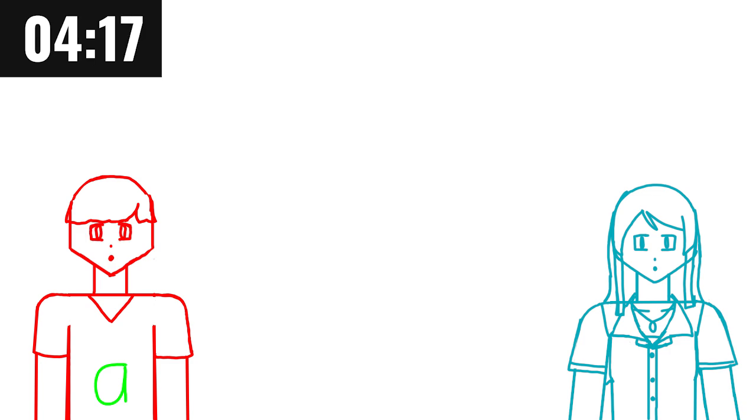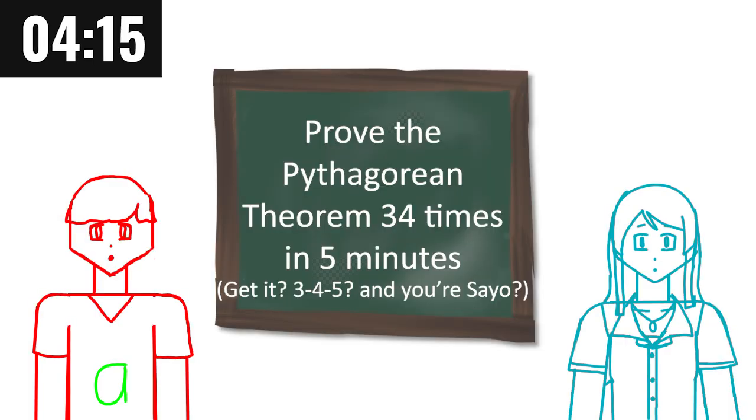Wait, why is there a timer? What? We have to prove this 32 more times? And in under 5 minutes? With the time we have left, that's like 8 seconds per proof. Don't worry, Sayo. I think we can do it. Just trust me on this.